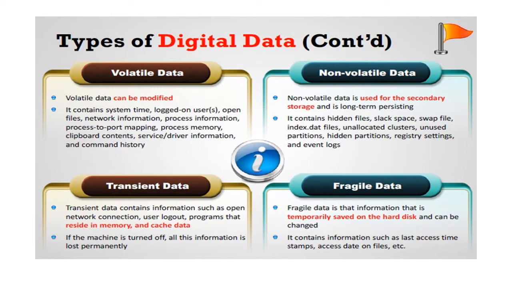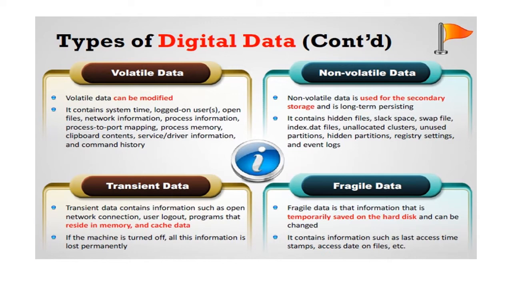We also have what we call non-volatile data. So non-volatile data is used for the secondary storage and is long-term persisting. We're basically saying non-volatile data contains hidden files, slack space, swap files, index.dat files, unallocated clusters, unused partitions, hidden partitions, registry settings, and event logs.